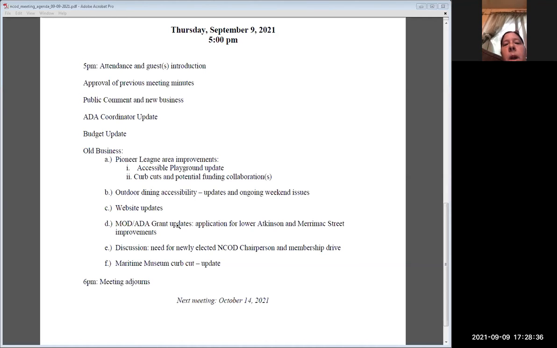Yeah. The other piece, and this ties into another agenda item with the ADA grant. Is that a separate item? Yes. Okay. Dennis, do you want to recap the conversation that we had about what we're going to try to do with the ADA grant this round?